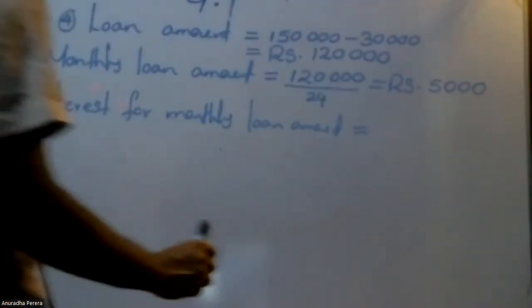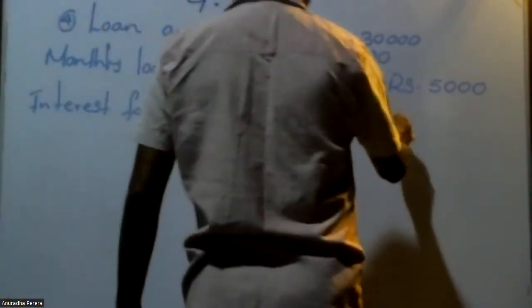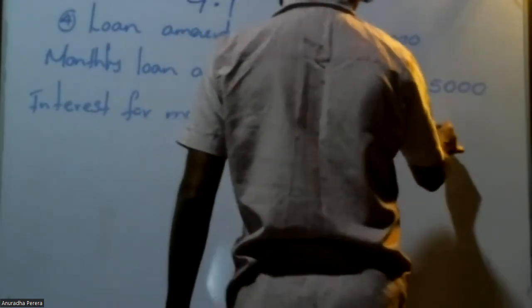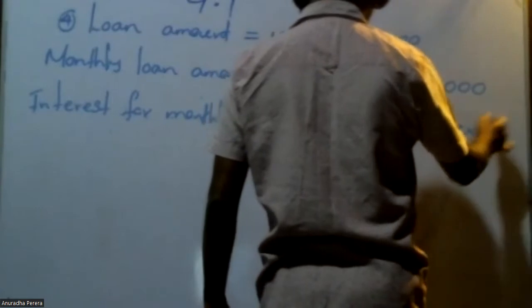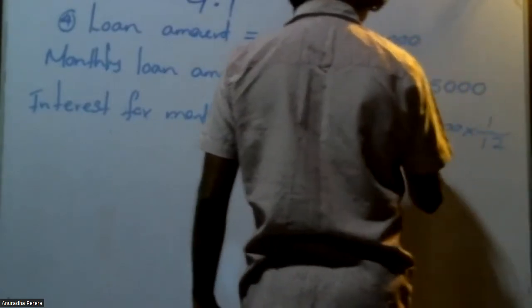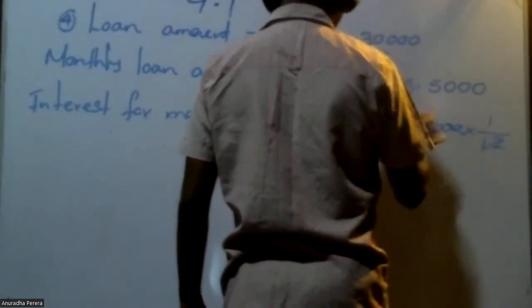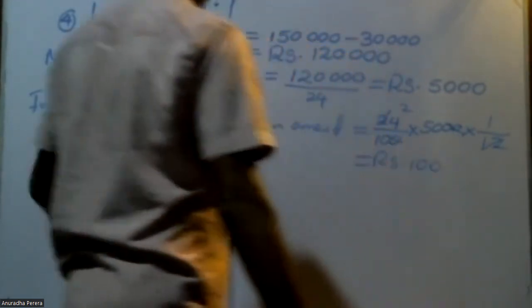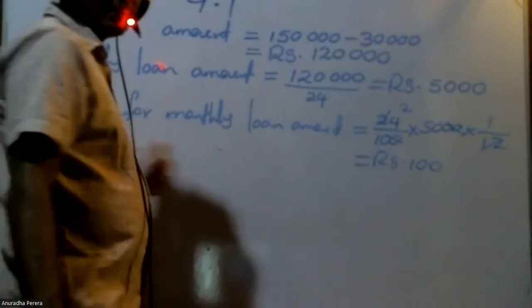Right. And interest for monthly loan amount, 24% into 5,000. This has to be multiplied by 1/12. Simplify. It's 100. You know, this is called interest for 1 month unit.